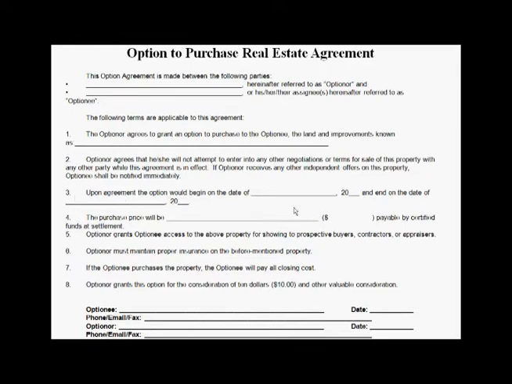So moving along here, we have number 3, which is upon agreement the option would begin on the date of blank and end on the date of blank. So this would just be the date you sign this contract would go here. And then this would be the date that your contract would expire, or your option period would expire.